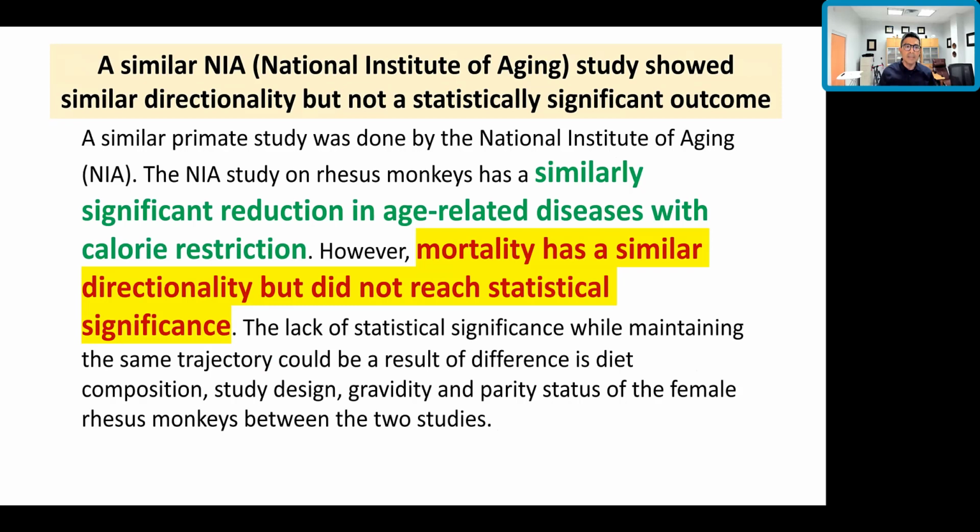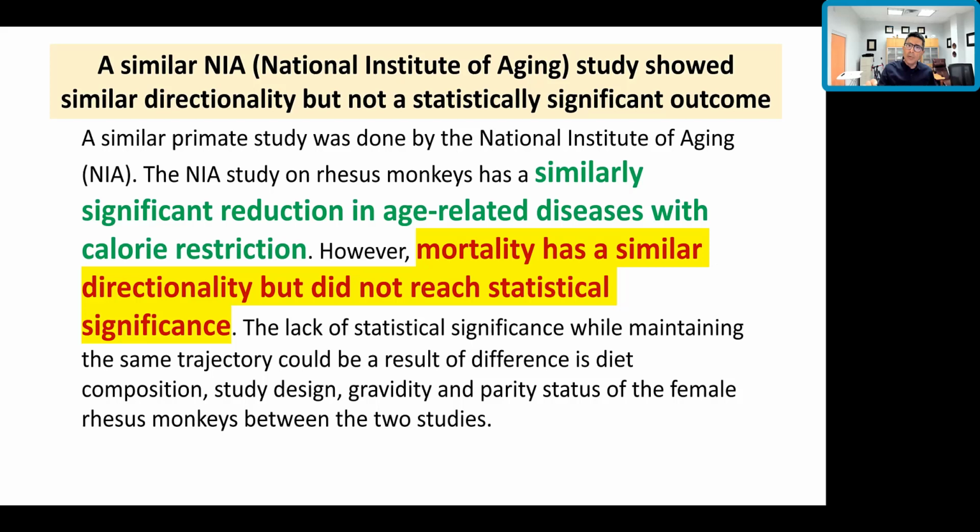Now, I want to give you a little balance from the rhesus monkey studies, because there was another group at the National Institute of Aging that did a similar study. Now, I don't want to go into details because I want to spend time with what I think is important. But in the NIA study, there was a significant reduction in chronic diseases, and there was the same direction in terms of reducing mortality, but it didn't reach statistical significance. And there are differences in which the NIA designed their studies versus the University of Wisconsin designed their studies. And I think those are really the reasons for differences in outcome.